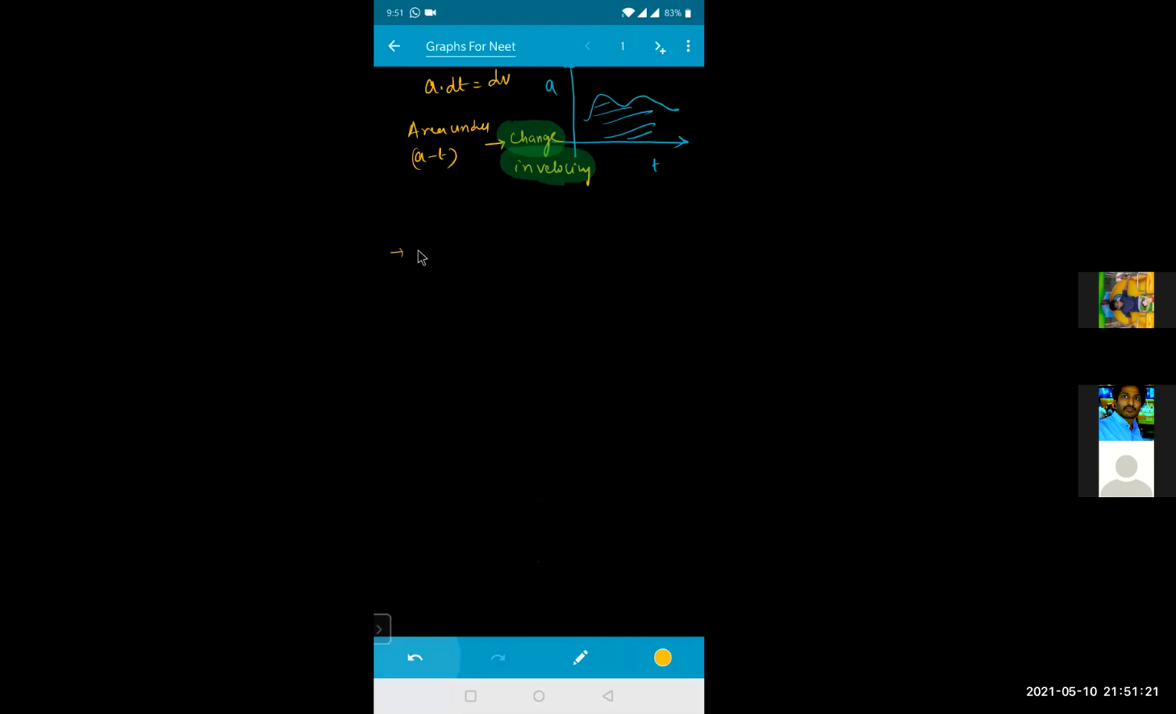Say if I'm taking the graph like this. This is your x versus t graph, and this is a straight line like this. What do you mean by this? Velocity is equal to 0. That means the particle is at rest. The particle is at its rest position.